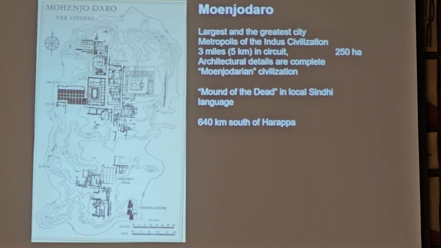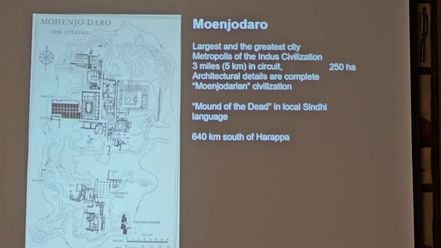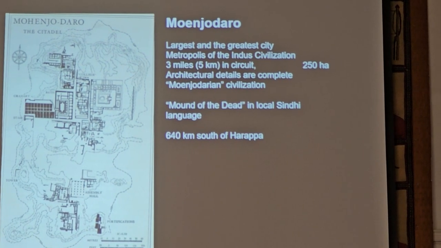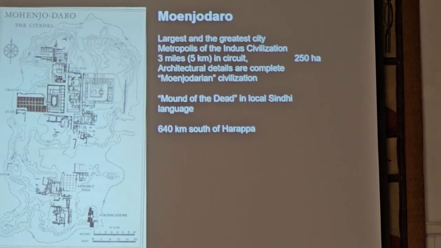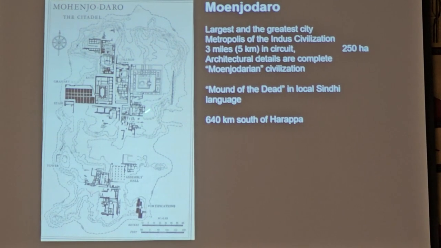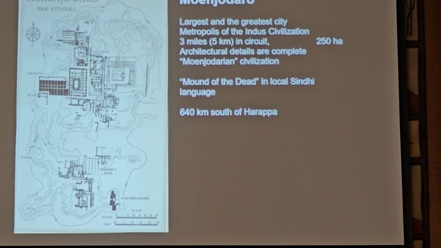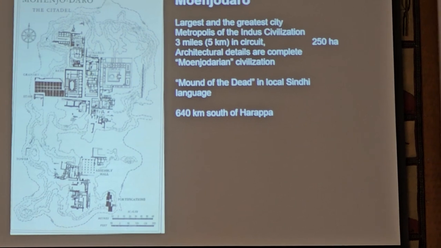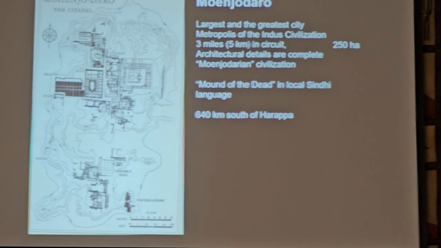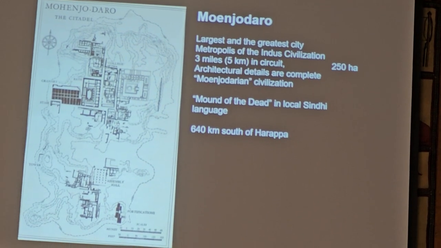So the pillared hall or the assembly hall, just like we have an assembly hall, is located in the cantonment area, and the common people are living in the main city. Similarly, the public buildings were located in the citadel area, and the ordinary man was living in the lower town. The lower towns are situated towards the east, and the citadel areas are situated towards the west.